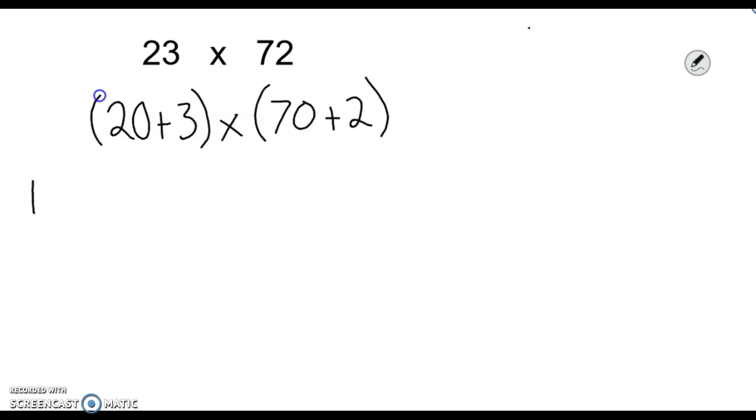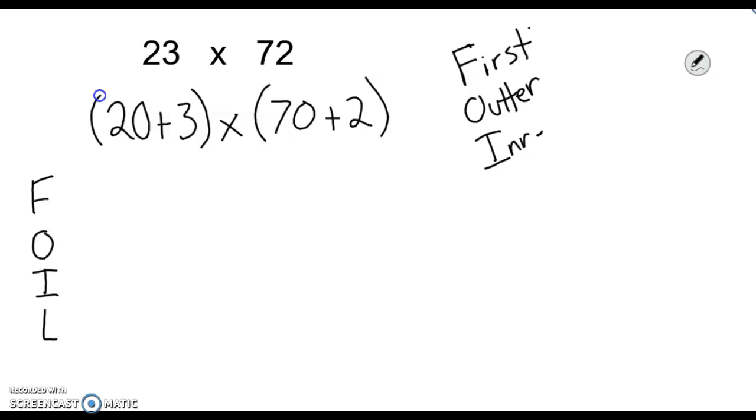Now we need to remember our FOIL method. Who remembers the FOIL method? That stands for first, oh, my smartboard's not working very well. First, outer, inner, and last. Now that's important to remember because that's telling us the order in which we're going to multiply our numbers together to find their partial products before we add.